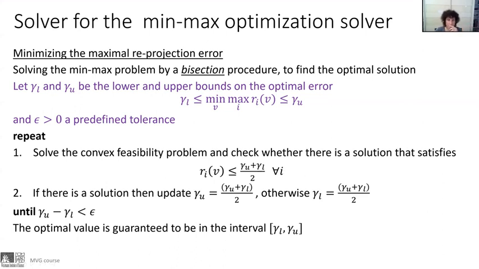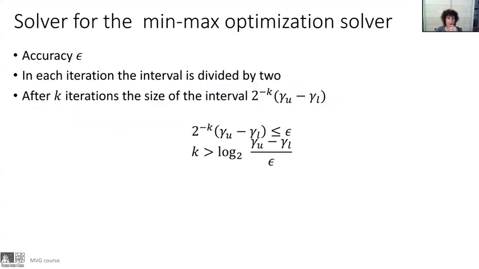Is this clear? Yes. Okay. Actually, this is the way you attack any quasi-convex problem. You just have to somehow frame it as a convex feasibility problem, and this is the way you do it. What about computational complexity?